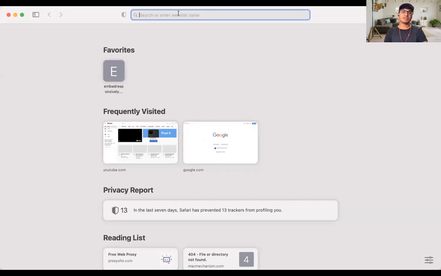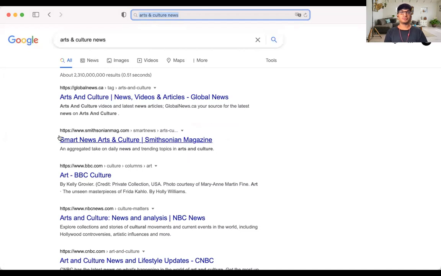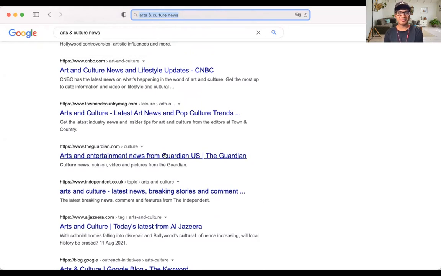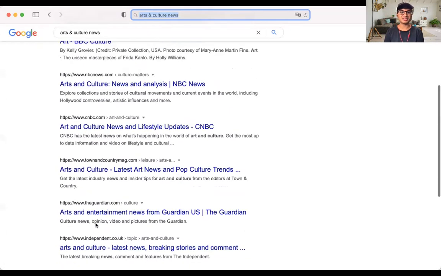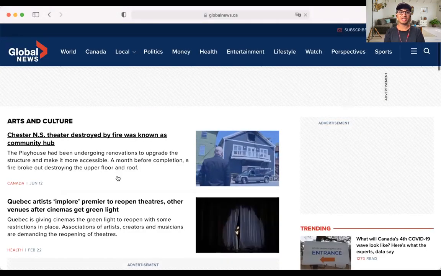I'll share a different screen. Okay, there we go. So let's say you're learning English. You simply search arts and culture news, and you pick any website, whatever website you want. You want to read from The Guardian, independent.co.uk, Al Jazeera, pick something. Search it in Spanish, French, Mandarin, Japanese, or Arabic, whatever. Off you go, click something and start reading, right? Pick something that interests you.